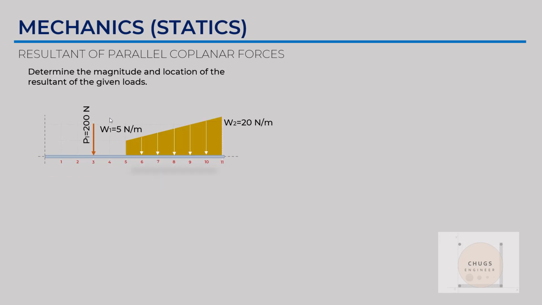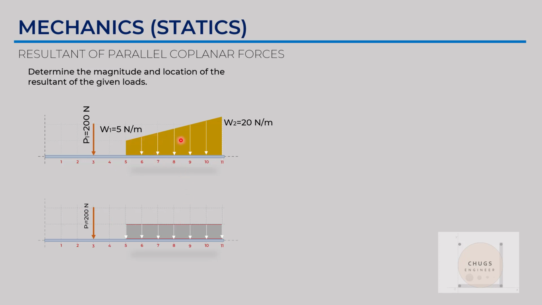Okay, so we have here last example. Determine the magnitude and the location of the resultant of the given loads. So we have here the given loads. The given loads is ito, ano, trapezoidal. So from this is 5 Newton meter to 20 Newton meter. And we have here a P or the concentrated load na 200 Newton. So, para natin ito masolve, itong load na to is batag-batagin muna natin. Okay, let's illustrate here. Okay, so itong P1 muna, P1, this is 200 Newton. Okay, how about for this one?